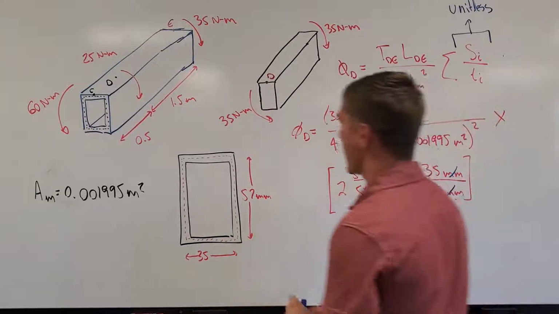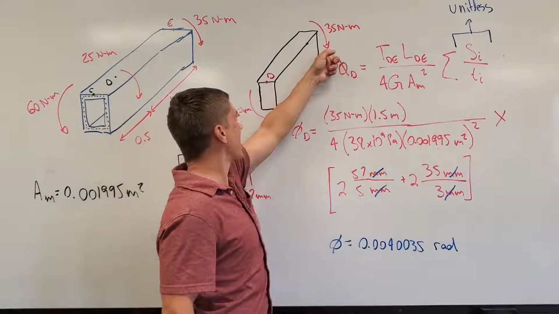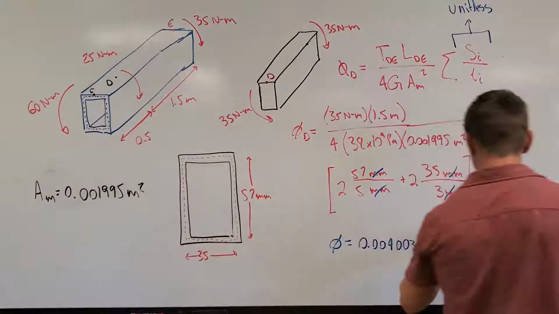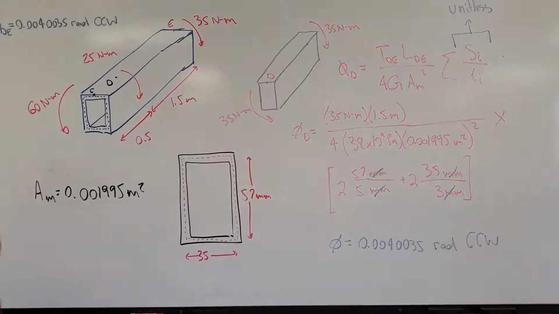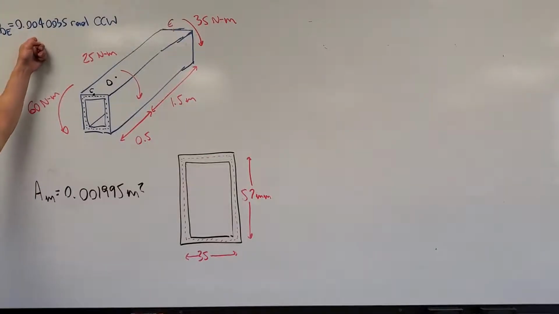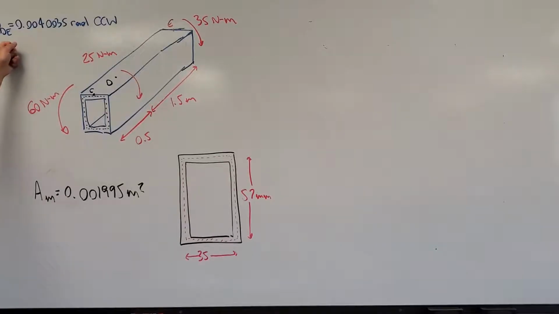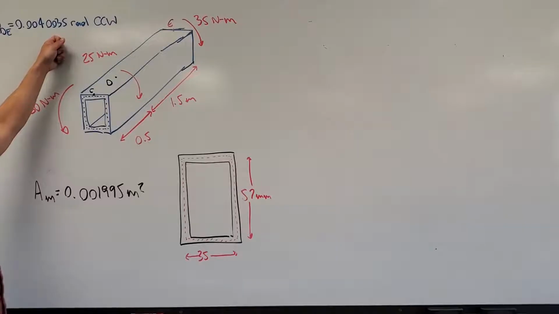Now, looking back at my cut diagram here, if this back wall is fixed at point E, then at D my rotation is going to be counterclockwise. I made a note of that up here, and this is some common nomenclature that you might see. I'm going to write that phi, the rotation angle of point D with respect to the fixed point E, we already found to be 0.004035 radians in the counterclockwise direction.